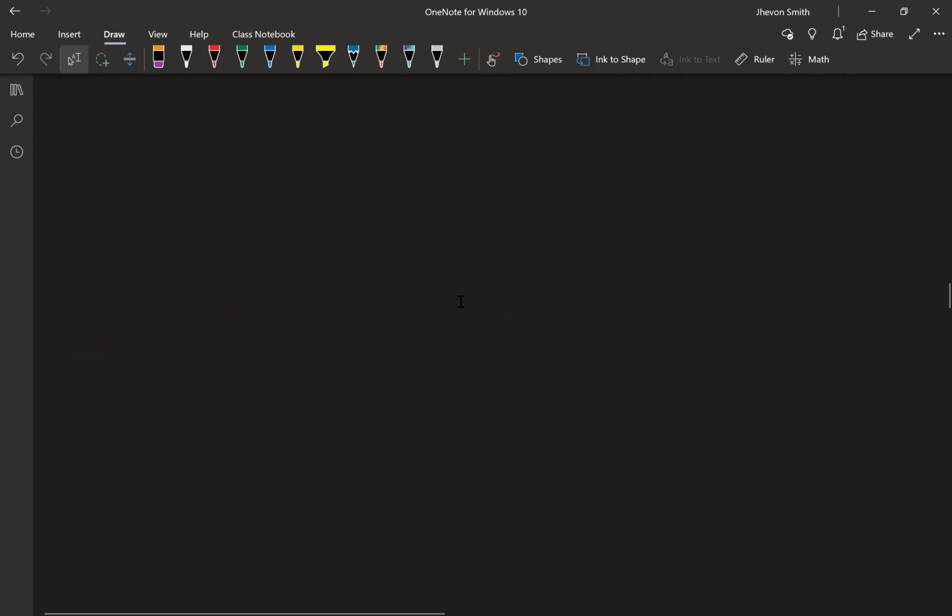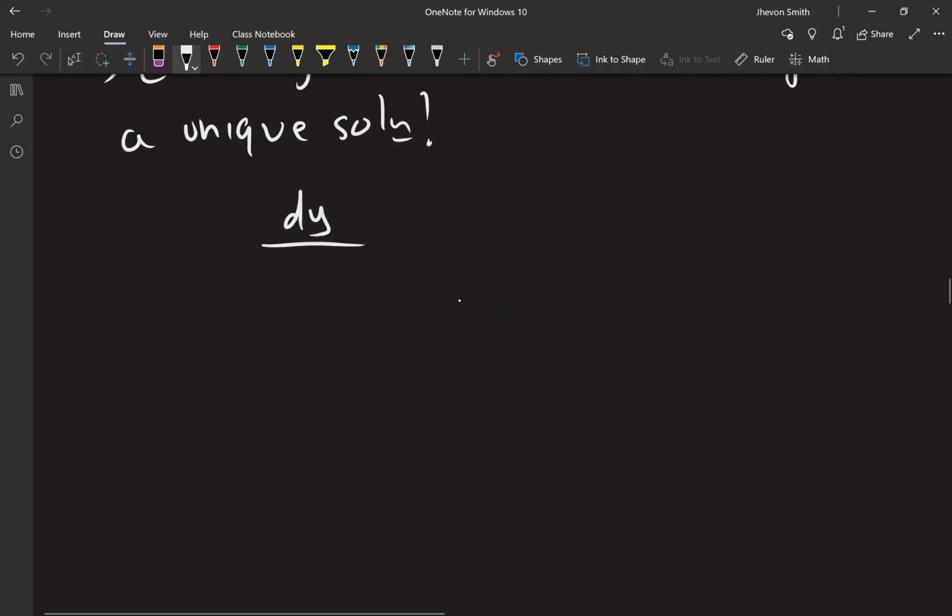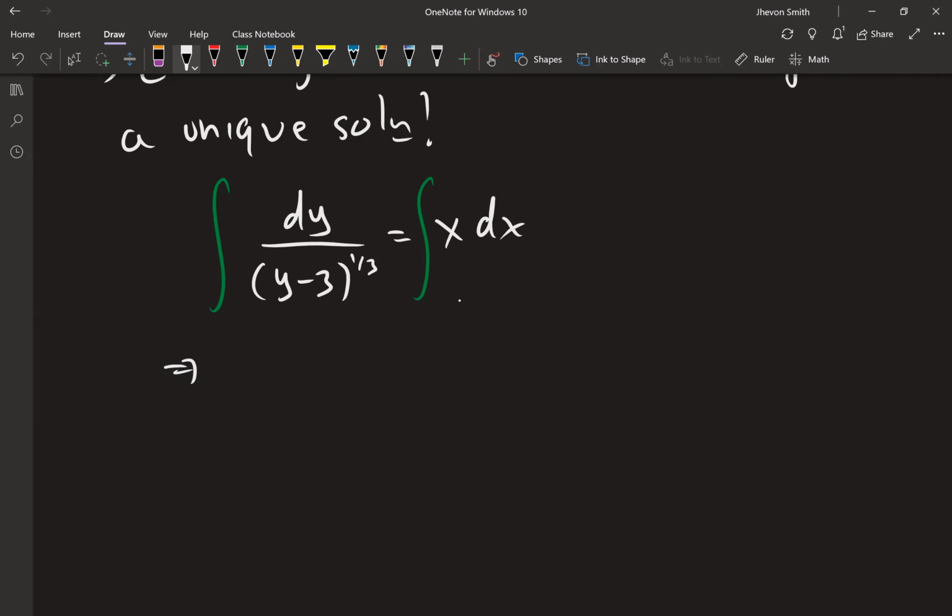Well, let's see. We'll start out very similarly by separating the variables. That should be 1/3. Then we can integrate both sides. So this is y minus 3 to the 2/3 times 3/2. This side is going to be your x squared over 2 plus a constant.